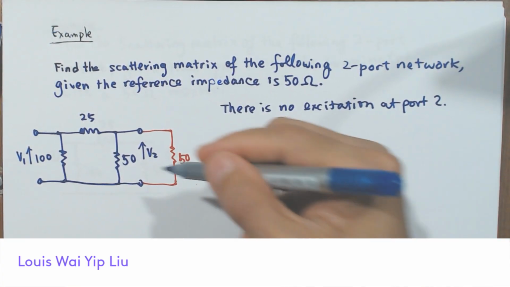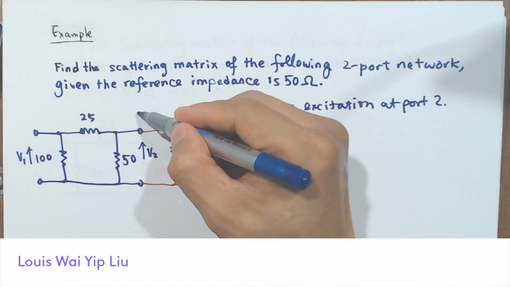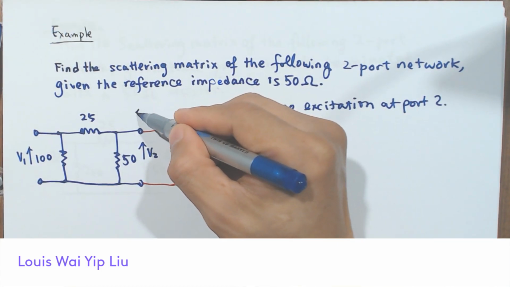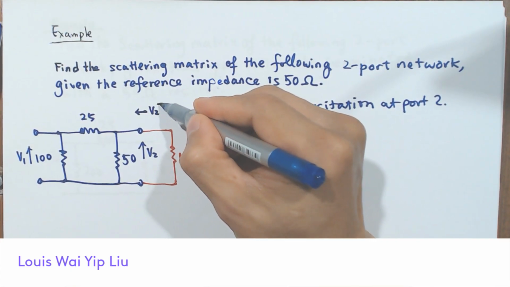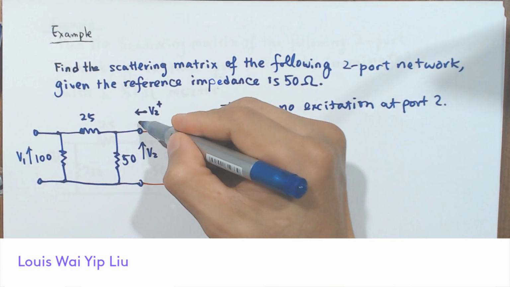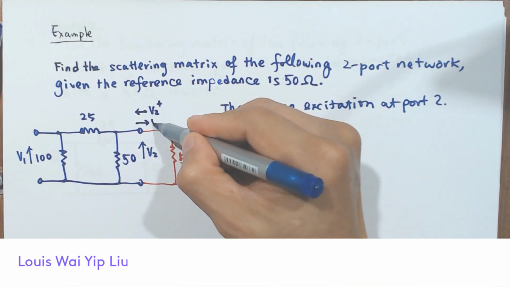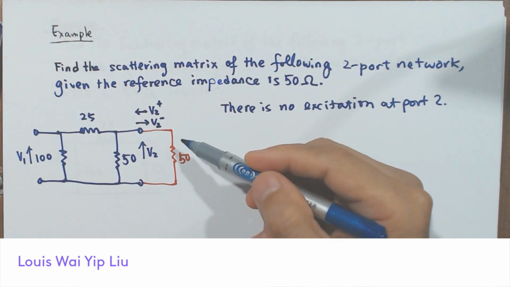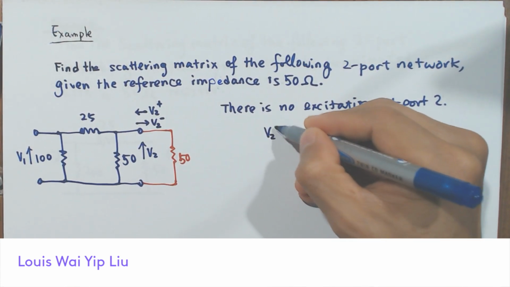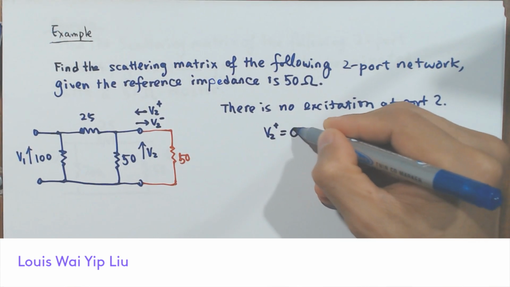If there is a signal, a wave going in, say V2 plus, and the wave coming out of port 2, V2 minus, then very logically, V2 plus is equal to 0.